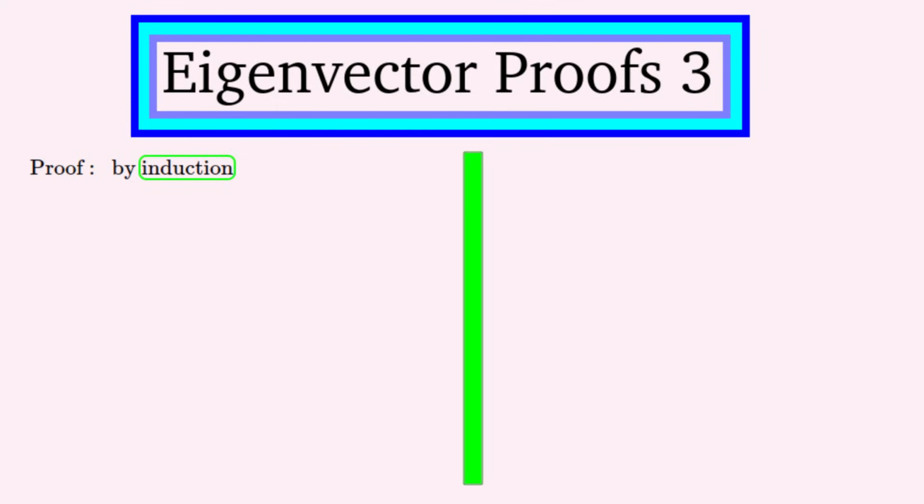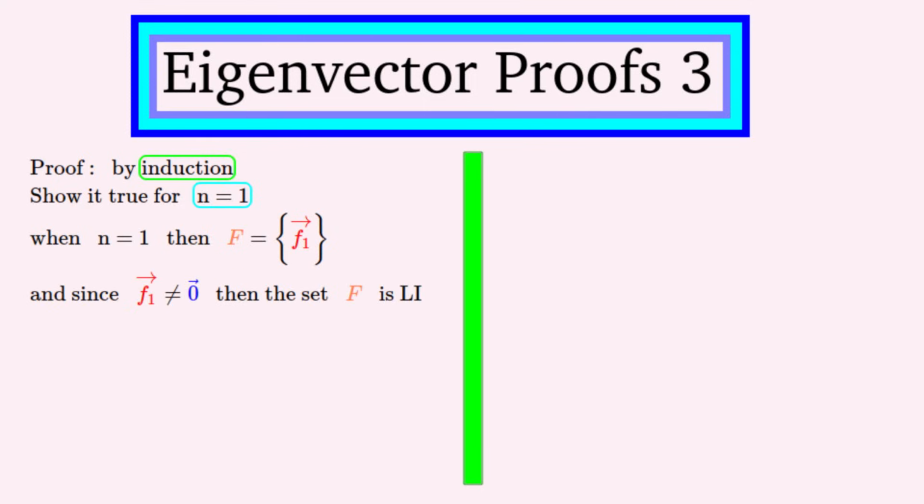You should be familiar with this by now. We'll prove it true for the case where n is equal to 1. So in this case, the set of eigenvectors will contain only one vector. And when n is equal to 1, the fact that this vector is non-zero is enough to show that this set is linearly independent. So we've proven it true for n is equal to 1.